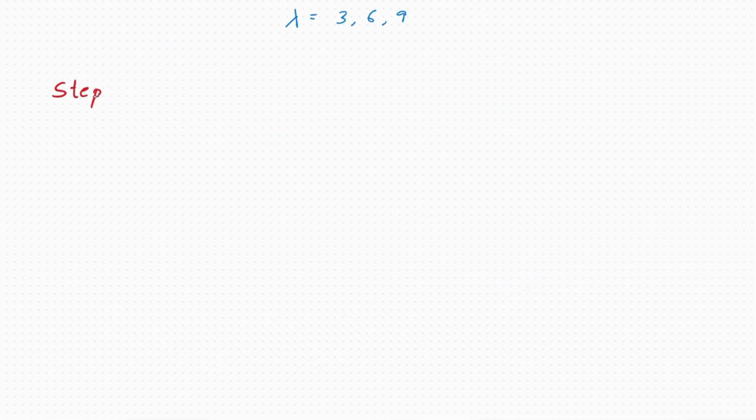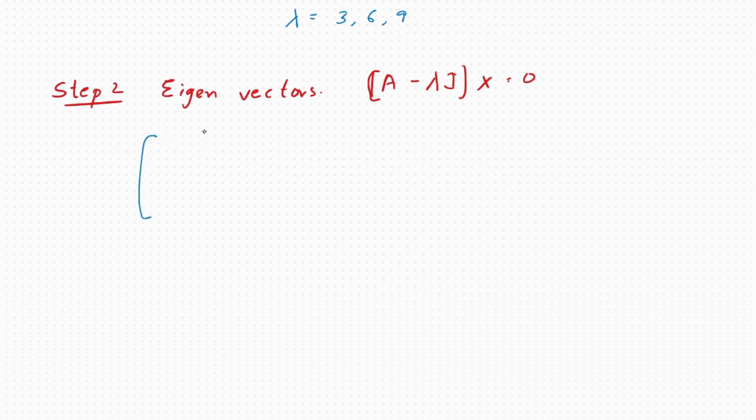Now the next step is we have to find eigenvectors. Eigenvectors can be found by the matrix A minus lambda I into X is equal to 0. Now let's substitute A, lambda and X values in this equation. So we will get the matrix, and the X will be x1, x2 and x3. How many rows we have, those many X values will be there. So it is equal to 0.